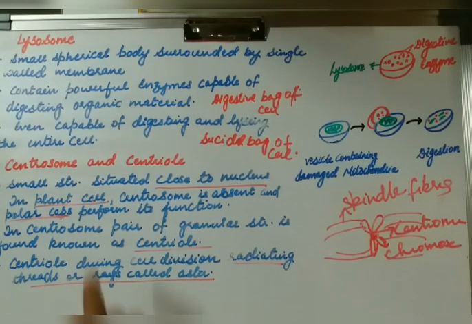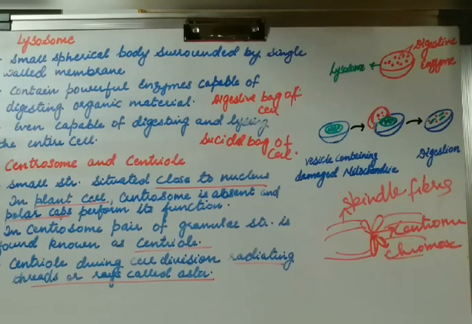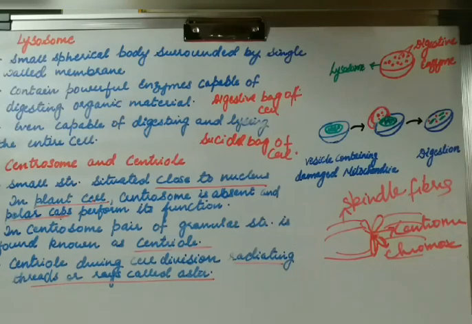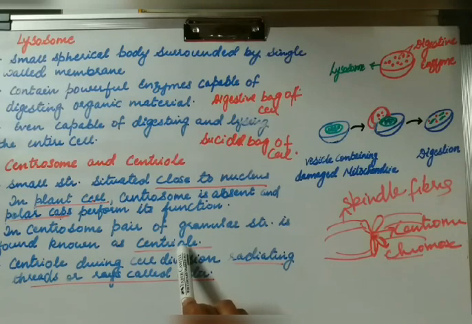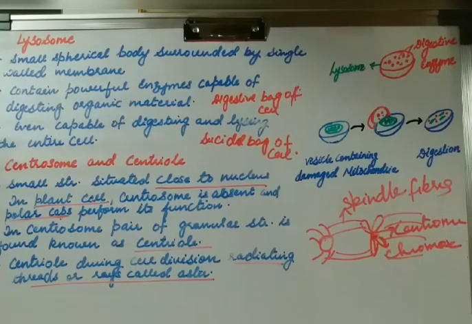This is basically about your centrosome and the centriole. They are basically a small body situated very close to the nucleus, present in the animal cell. In plant cells, centrosomes are absent and their function is performed by the polar cap. In the centrosome, there is a pair of granular structures known as the centriole. During cell division, the centriole forms radiating threads or rays called aster. Here you will see the aster formation like this. The basic function of the centrosome and centriole is the formation of the spindle fiber during cell division. This is about the centrosome and centriole.